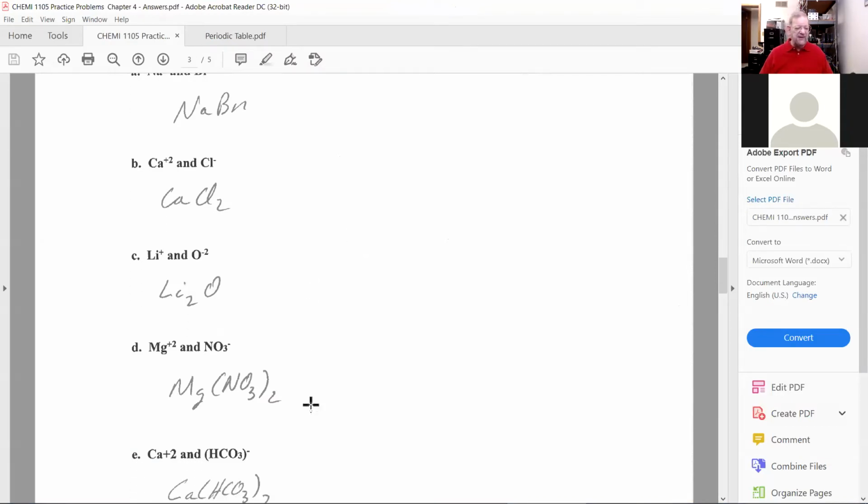Now, when you have a polyatomic ion, you need brackets. And let's look at magnesium +2, nitrate -1.